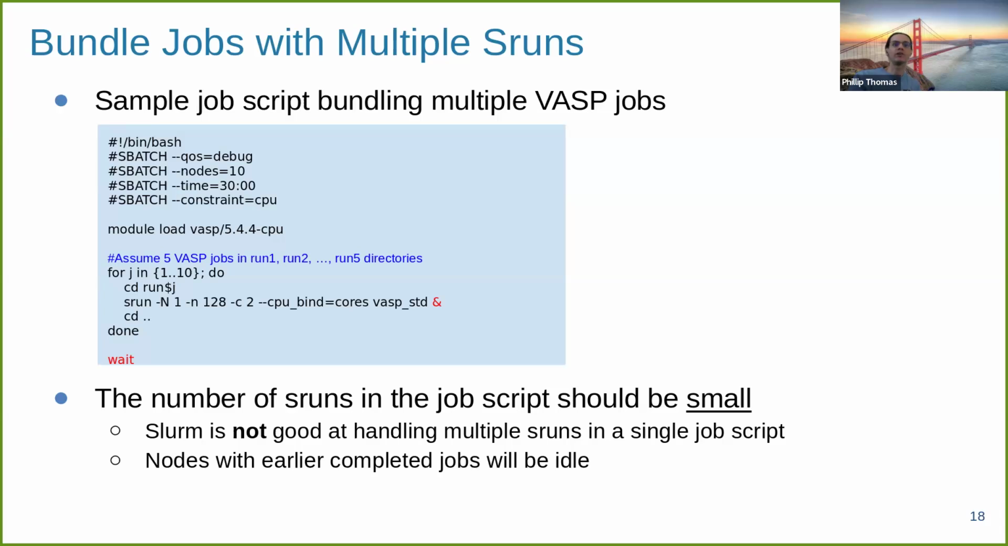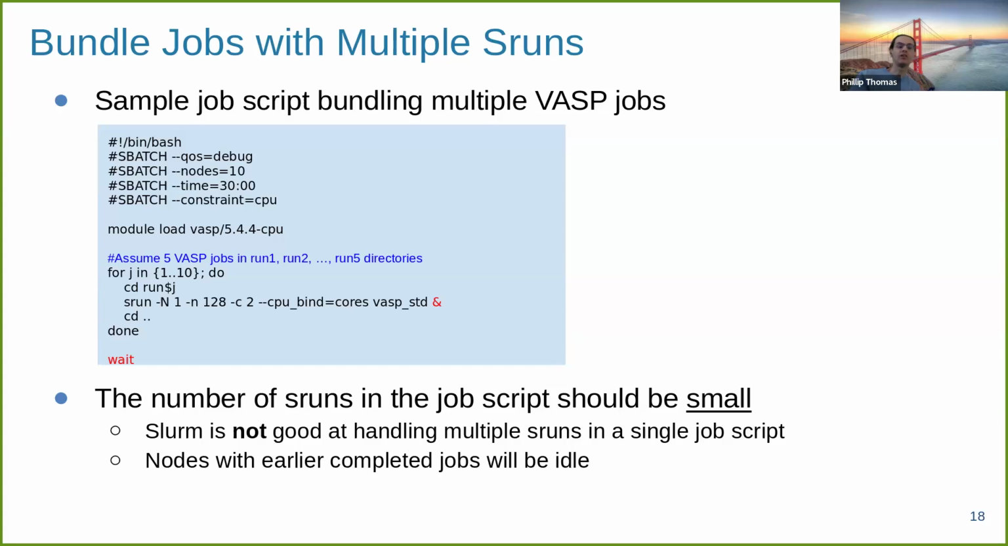In this case, what we're doing is we allocate 10 nodes, and we want to run a single VASP5 job on each node. So we run this loop, and in each iteration of the loop, we launch an srun for a single node job that uses all 128 cores. And then these jobs will all run on separate nodes in your allocation at the same time.